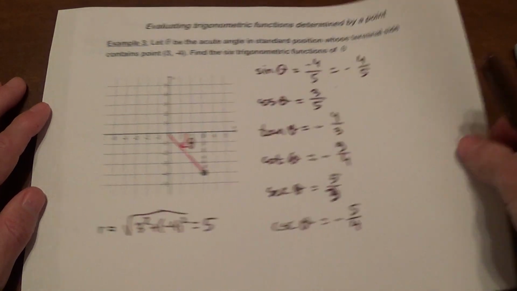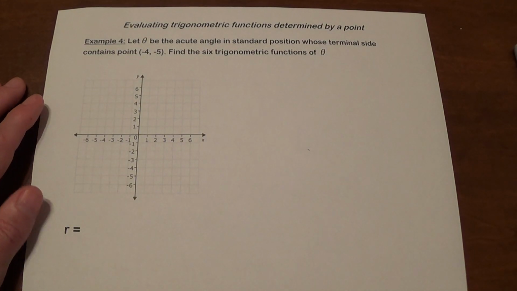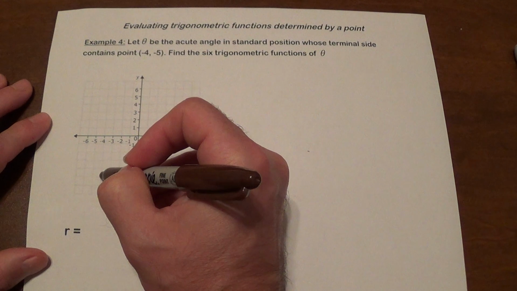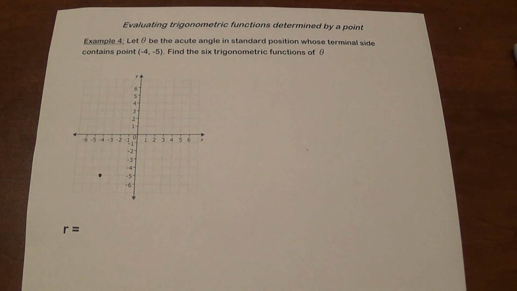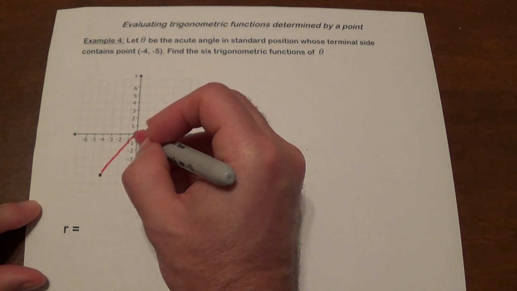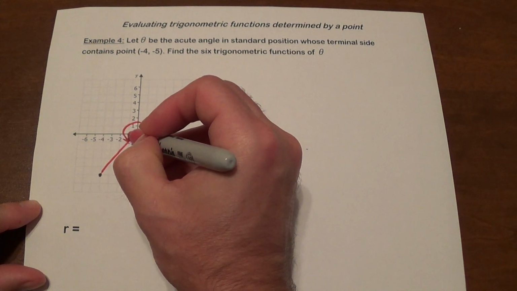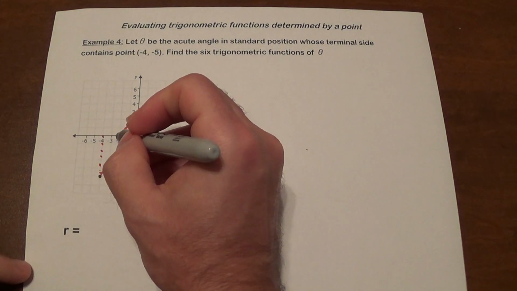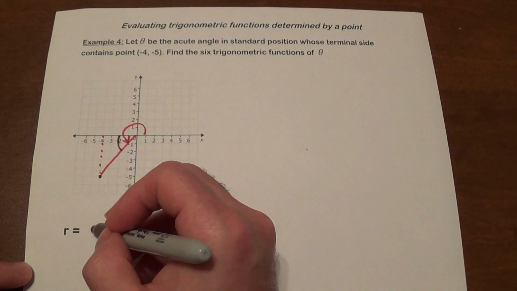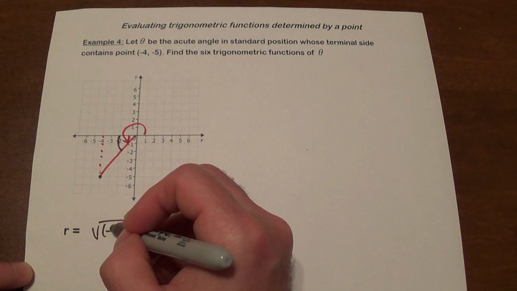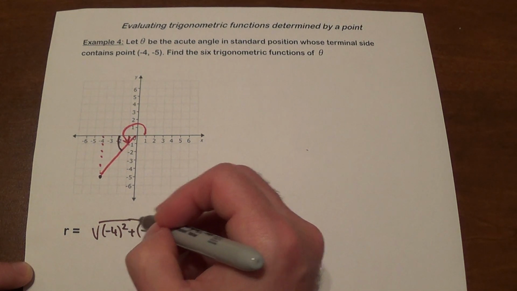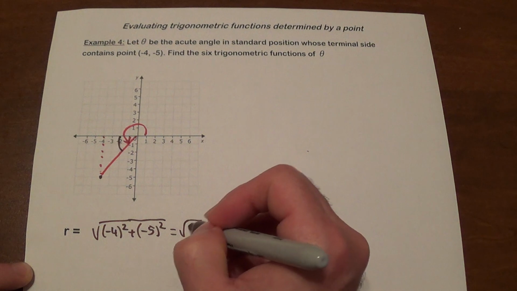And I got one last example. I did not have a point plotted here, so we're going to plot it. Negative 4, negative 5. So now we're in quadrant 3. If we're going to go with angle theta like this, we are going to use our reference angle here, which is going to be right there, so we can actually have a right triangle. The value of r here is going to be the square root of negative 4 squared plus negative 5 squared, which is 16 plus 25, that's going to be square root of 41.